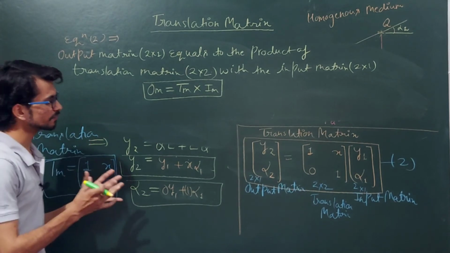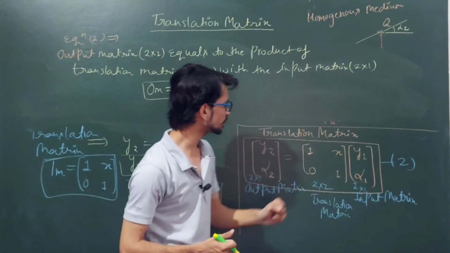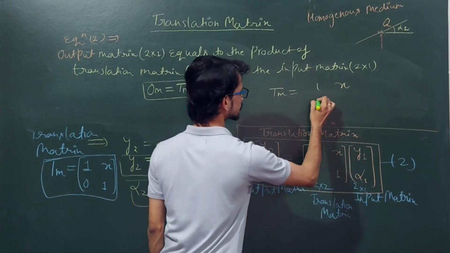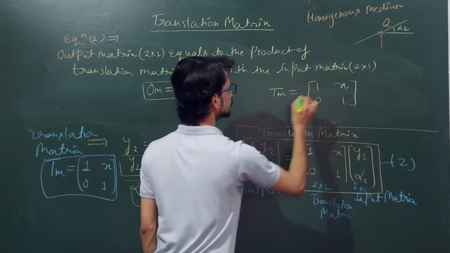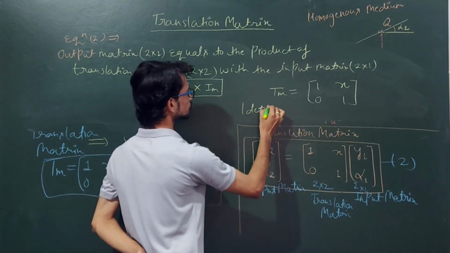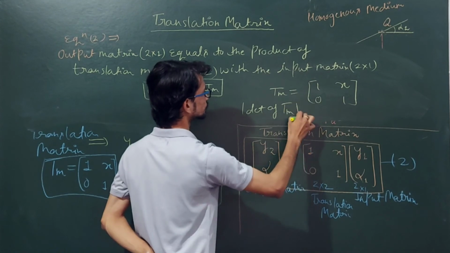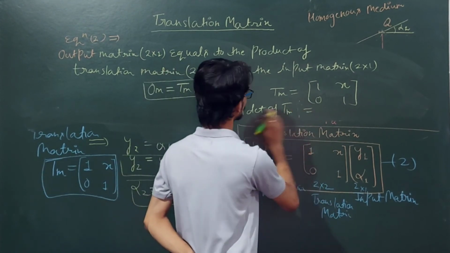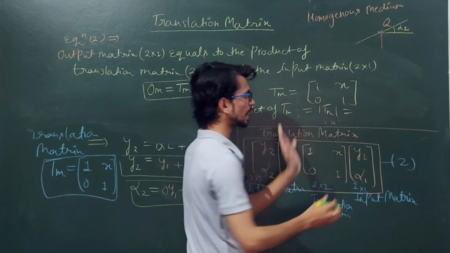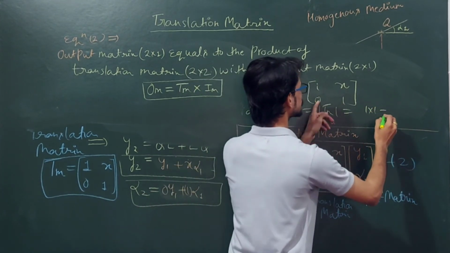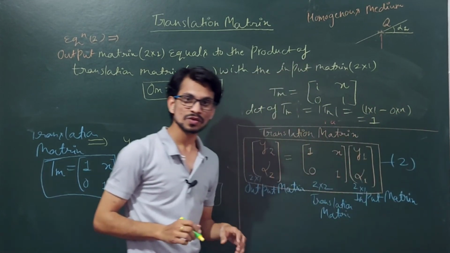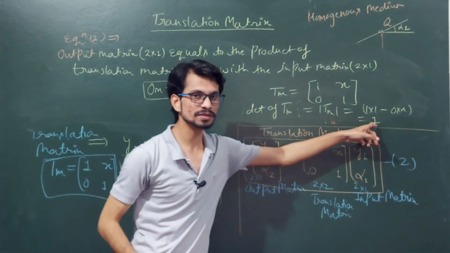So if I find the determinant of the translation matrix, TM equals [[1, x], [0, 1]], its determinant will be 1 multiplied by 1 minus 0 multiplied by x. So I will get 1. So the determinant of the translation matrix is 1.